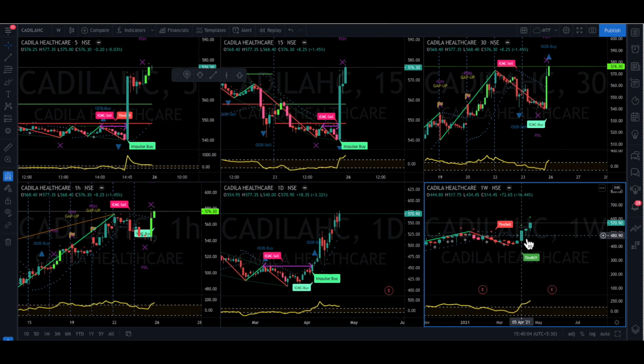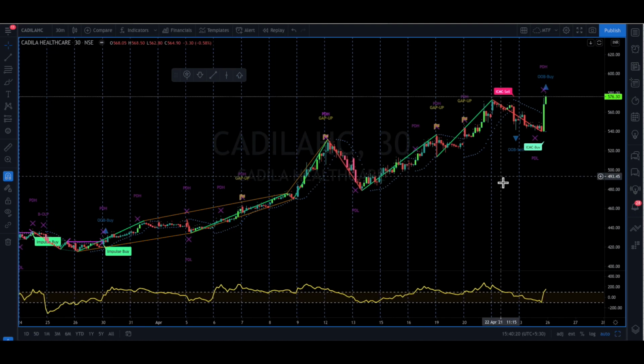Now we'll try to go inside the various time frames, especially the higher time frames, to have a look at what's happening there. So I will start with the 30 minutes time frame. So we have here the 30 minutes time frame.